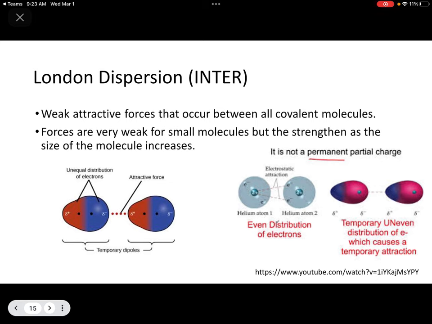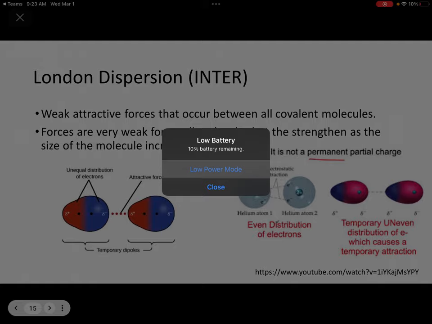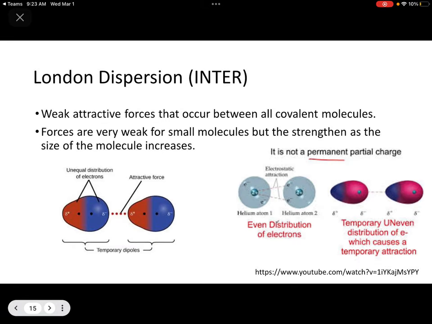But the point of this is that it's not a permanent partial charge. So when we look at London dispersion forces, it's about a temporary partial. It does have an attractive force, but it looks at the unequal charge between the molecules that we're taking a look at. So we have two examples. We can have an even dispersion of electrons or a temporary uneven dispersion of electrons that causes a temporary attraction. Once again, it's not permanent and it's very weak because it can be easily broken.